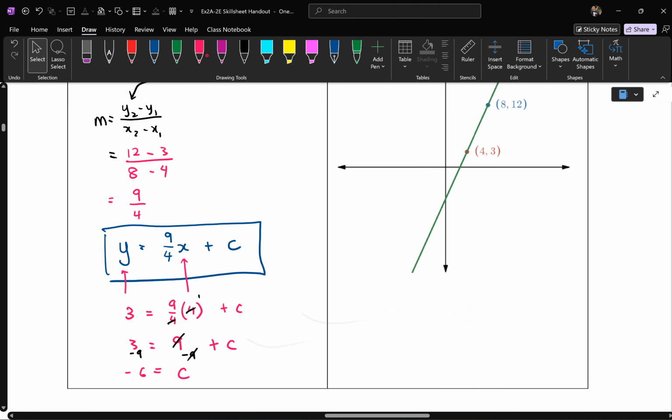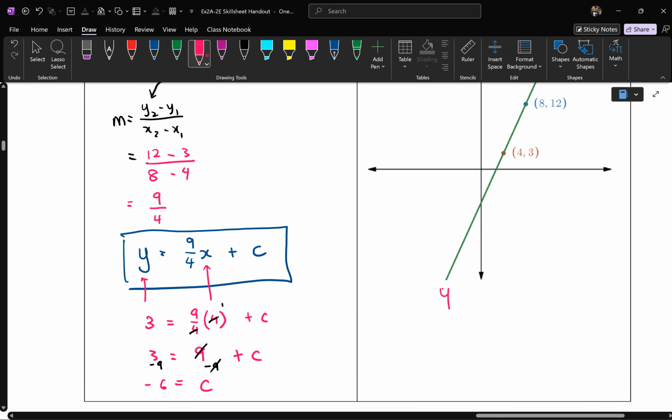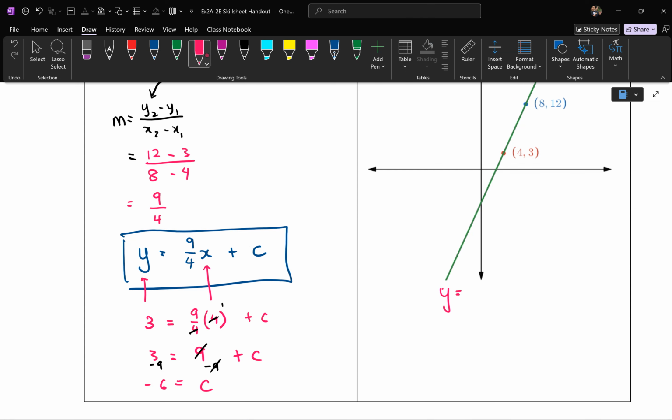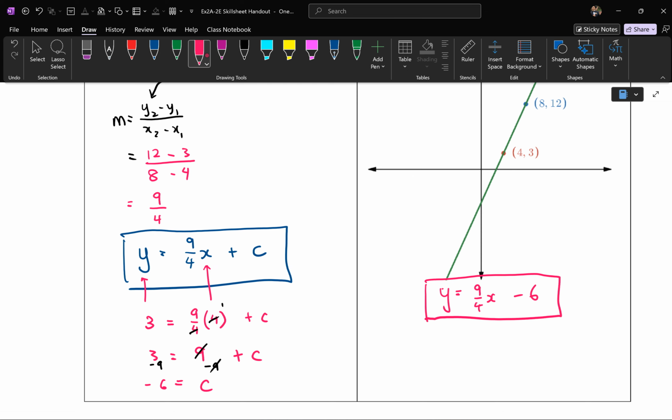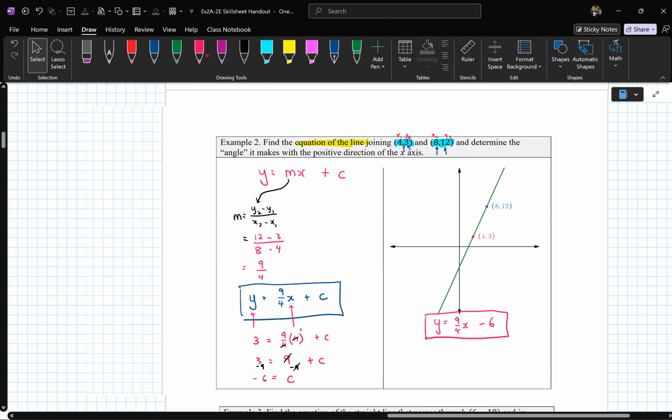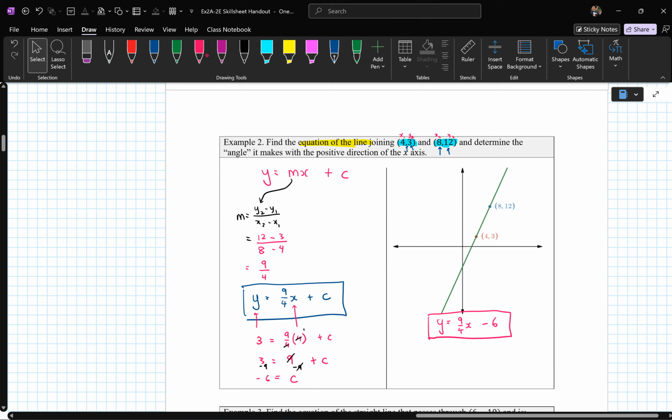So what's my equation? This equation here, if you typed it on Desmos. Hands up if you've used Desmos before. It's a good tool. It's kind of like your graphics calculator but on your computer. So y equals 9 over 4 x minus 6. That is the equation of this line. If you found that difficult, there's an exercise for it. You can work through those questions there.